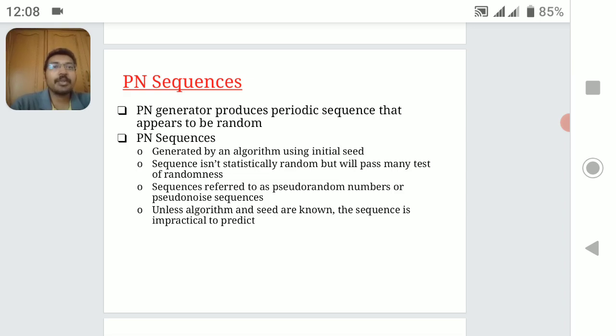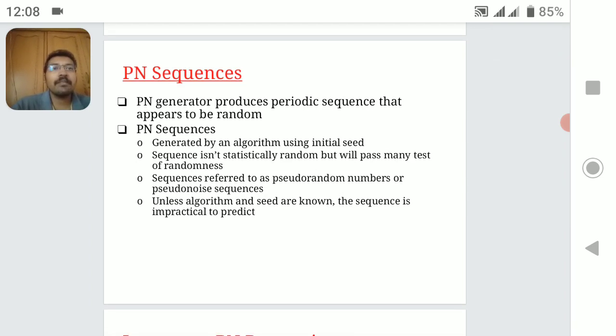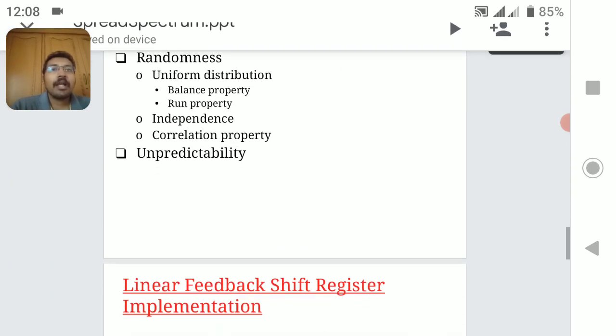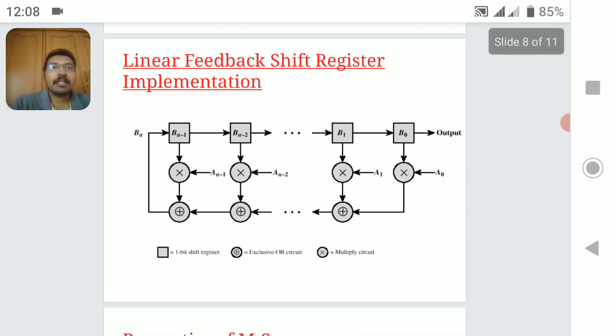The sequence referred to as pseudo random or pseudo noise sequence is called an M sequence. Unless the algorithm used to generate the PN sequence and the seed used to spread the PN sequence are known, the sequence is impractical to predict and despread at the receiver side. The PN sequence used to spread at the transmitter side is generated by a linear feedback shift register. The block diagram of the linear feedback shift register is shown here.